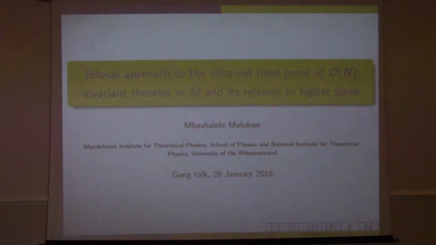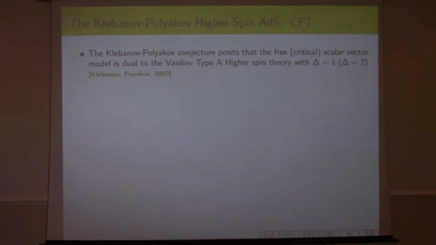The reason why we are really studying higher spins is because of a conjecture due to Klebanov and Polyakov, which basically says that the free O(N) vector model should be dual to Vasiliev type A higher spin theory with conformal dimension equal to 1. Similarly, for the critical O(N) vector model, the same conjecture holds: it will be dual to Vasiliev type A higher spin theory, but the conformal dimension will be given by 2.